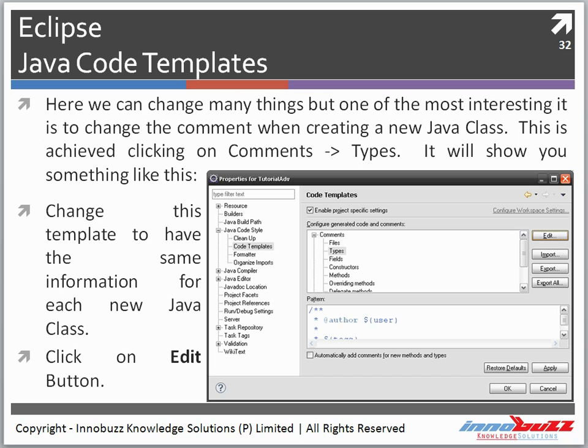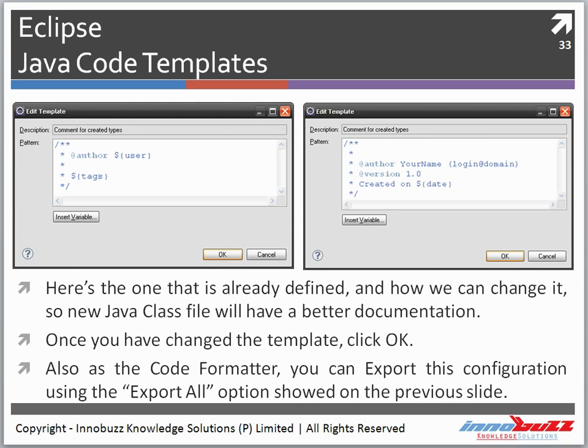The window on the left is what you already have by default, and the window on the right is the proposed change. This is the comment that will be written by Eclipse every time you create a new Java file. Add the new comments and variables proposed and press the OK button. Notice that this configuration could also be exported so every team member can have the same.